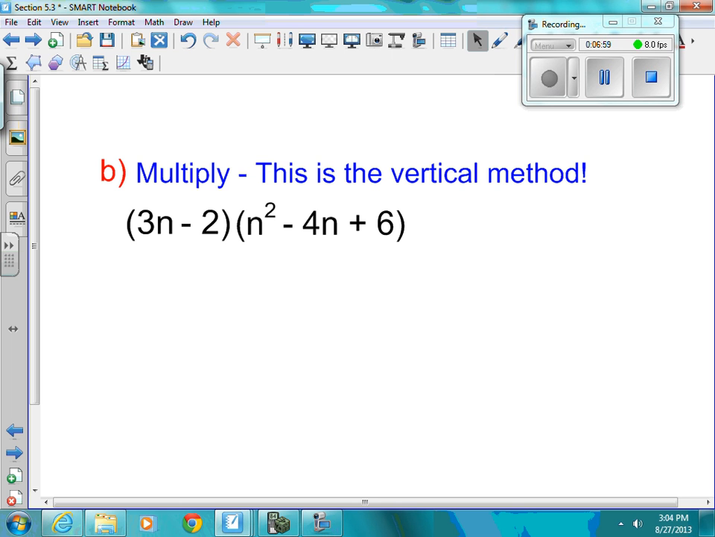Now, multiply these polynomials together. This is the vertical method. I really would not call it the vertical method. I'd call this the box method. So we're going to cross off vertical, and we're going to call it a box. Remember the box method? Okay.